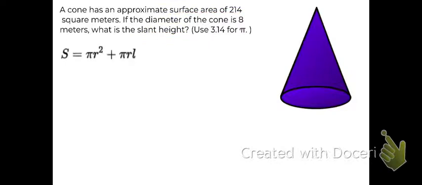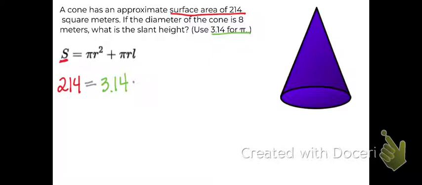So it starts off with S. S is surface area, and it says the surface area is 214. And then we have equals pi. Remember, it says instead of pi, use 3.14. So I'm going to put 3.14 times r squared. What is r?